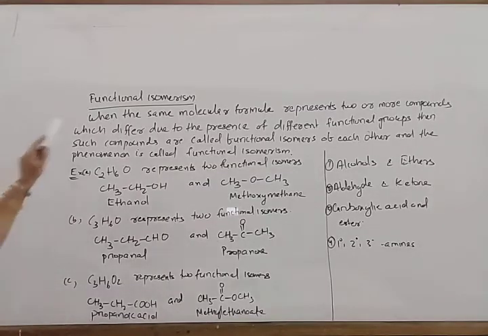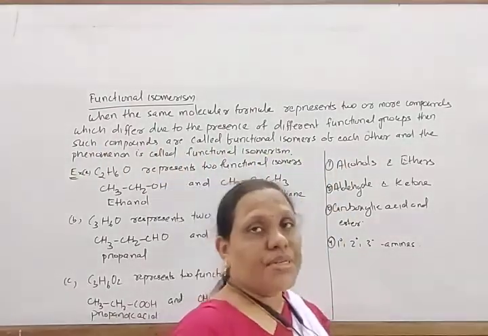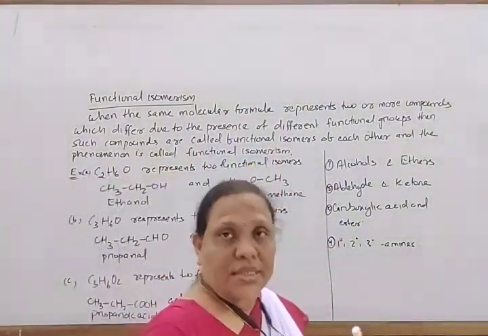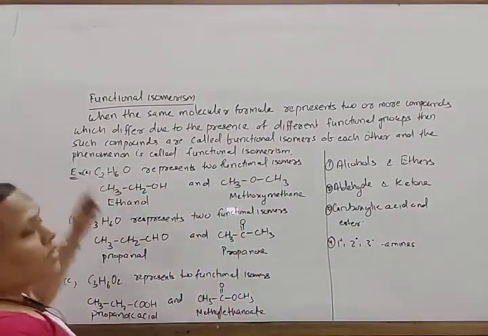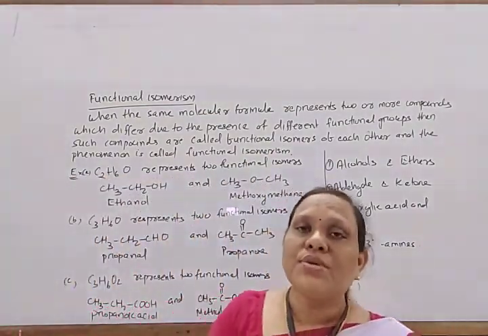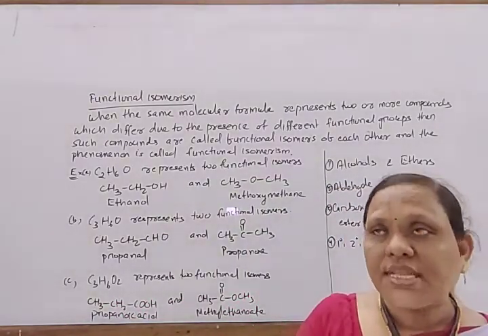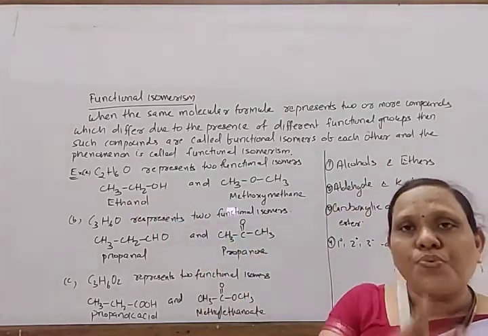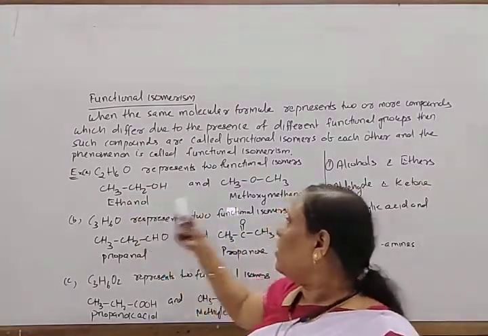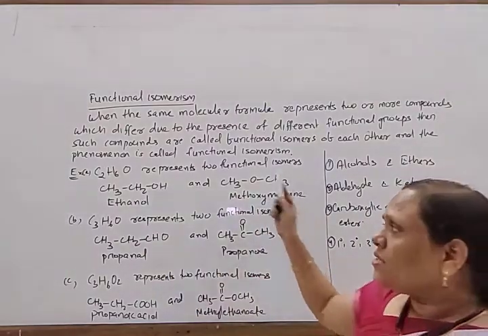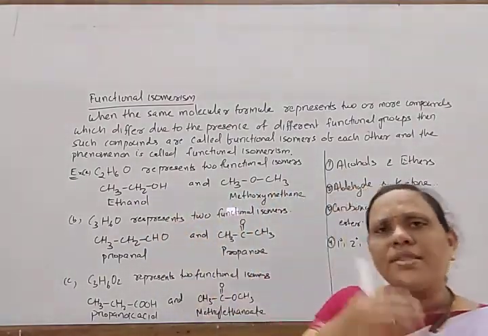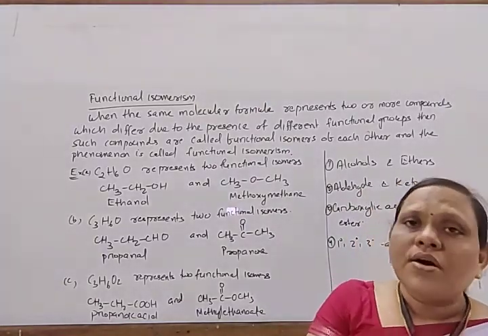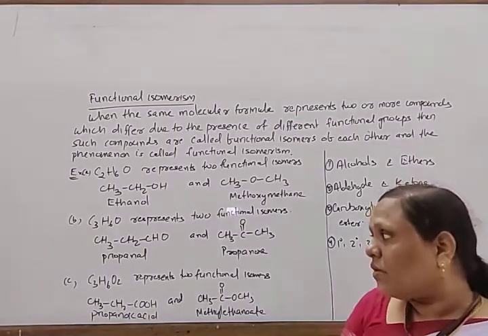Next, functional isomerism. When the same molecular formula represents two or more compounds which differ due to the presence of different functional groups, then such compounds are called functional isomers, and this phenomenon is called functional isomerism. For example, C2H6O represents two functional isomers: one is ethanol, another is methoxymethane. So, alcohol and ether are functional isomers of each other.